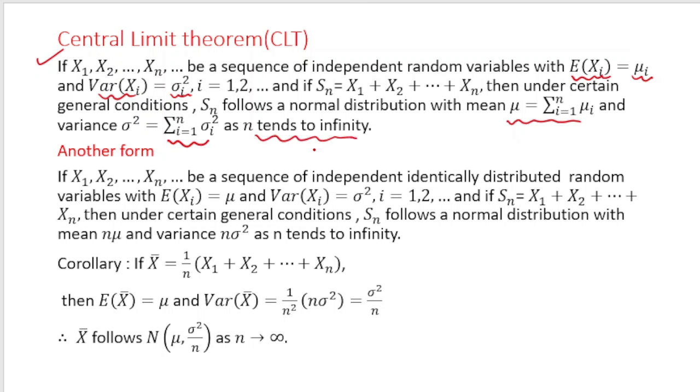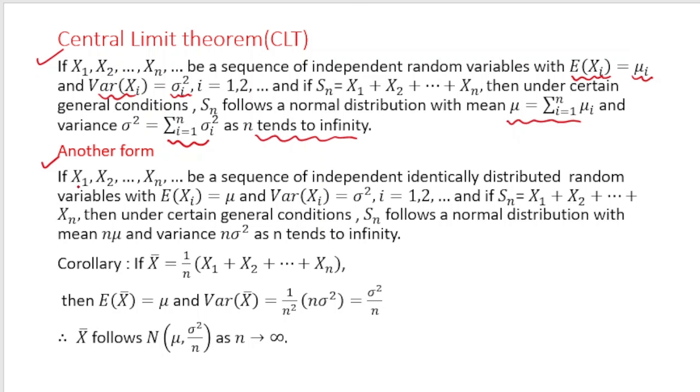So basically, what this statement tells you is that for larger values of the sample from any population, it usually follows a normal distribution. Let me look at another form and then I will explain it further.